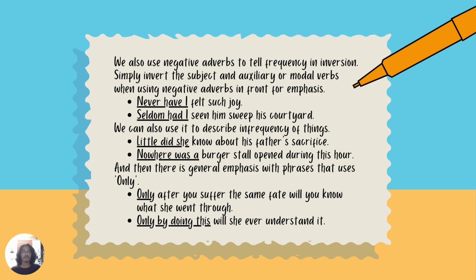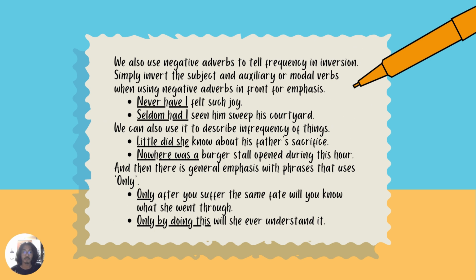And we also use negative adverbs to tell frequency in inversion. To do that, simply invert the subject and auxiliary or modal verbs when using negative adverbs in front for emphasis. So never have I felt such joy, to imply that the joy is overwhelming and he had never felt it before. We can use that word.